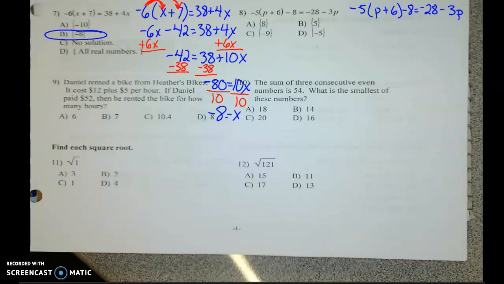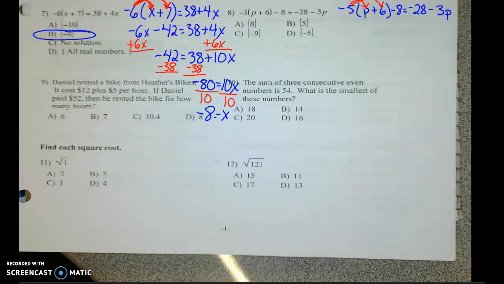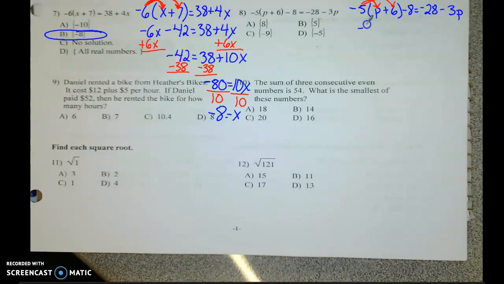Now let's look at number 8. Do we have to distribute? Yes, we do. So we're going to distribute right here. Negative 5 times P gives us negative 5P. Negative 5 times 6, negative 30. And then bring down the rest. Can't forget to bring down the rest or we'll end up making a mistake just because we're missing a piece of our equation.